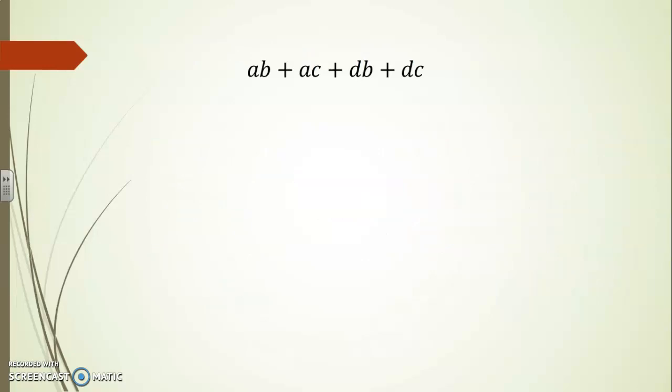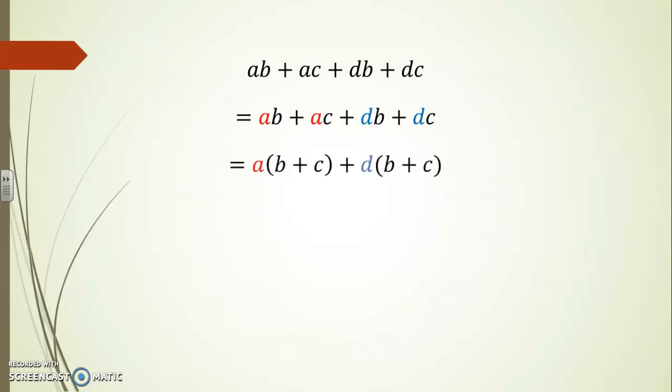Consider the expression AB plus AC plus DB plus DC. Now, rather than thinking of all 4 terms at once, look at the first pair of terms and the last pair of terms, which have, in one case, an A as a common factor, and in the second, a D as a common factor. So from the first pair, we could do simple factoring and extract the A. From the second pair, we can also proceed to simple factoring and extract the D.